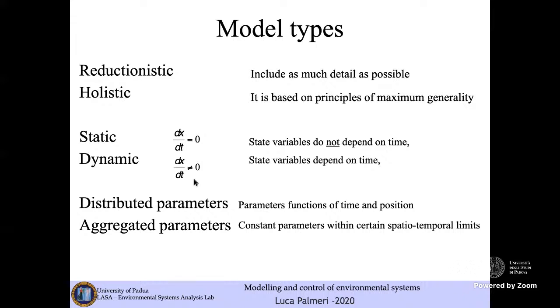In distributed parameters models, parameters are functions of time and position, while in aggregated parameters models, we have constant parameters within certain spatial and temporal extensions. Again, these are, if you want, very sharp-cut differences: reductionistic, holistic, static, dynamic, distributed, and aggregated.